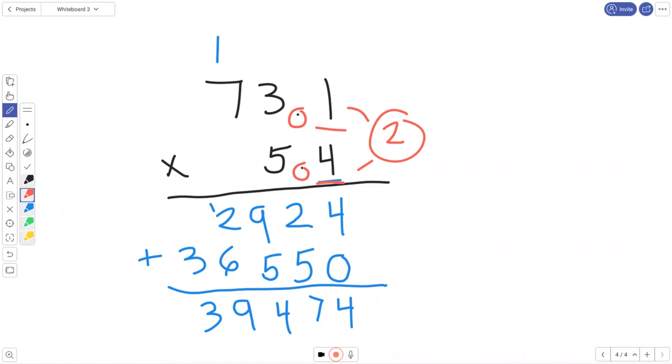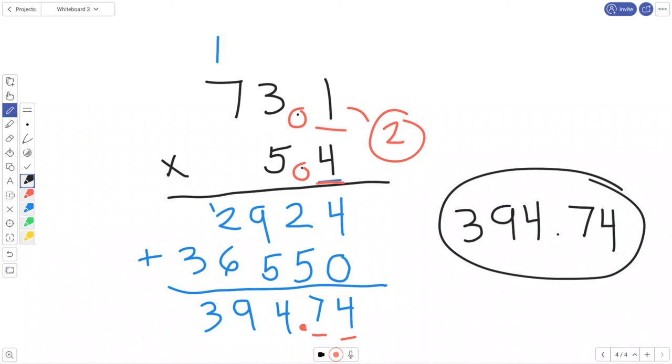So that means we need to move our decimal over two place value spots or two numbers to get our correct answer. All right. So think of our decimal kind of at the end here. We're going to move it over 1 and 2 to put our decimal right in there, making sure we have two numbers, 1, 2, that come after it, giving us a final answer of 394.74. All right, it's as simple as that.